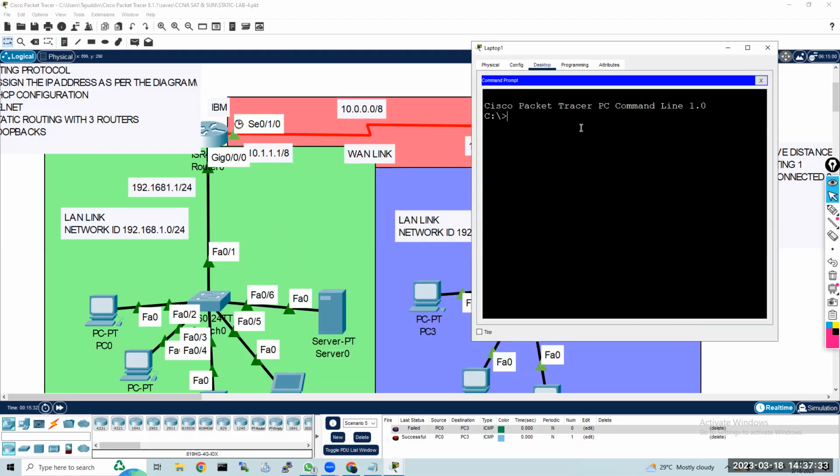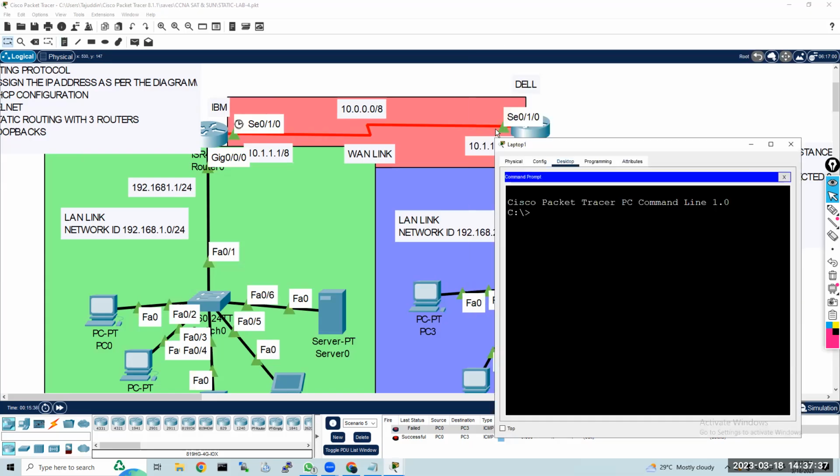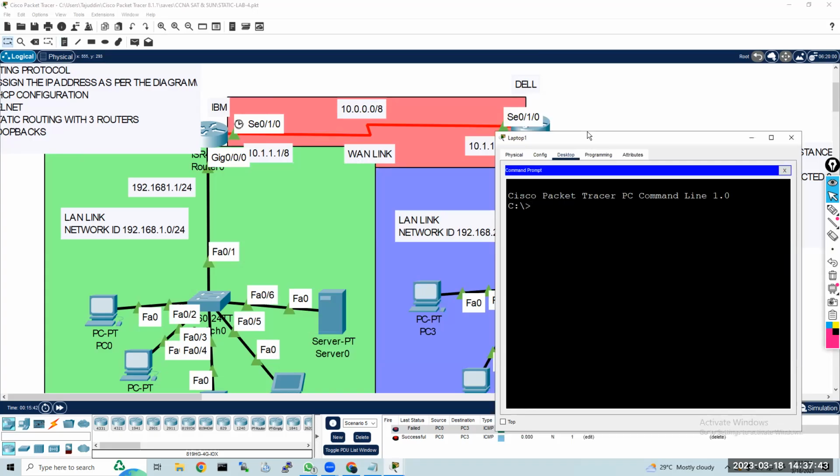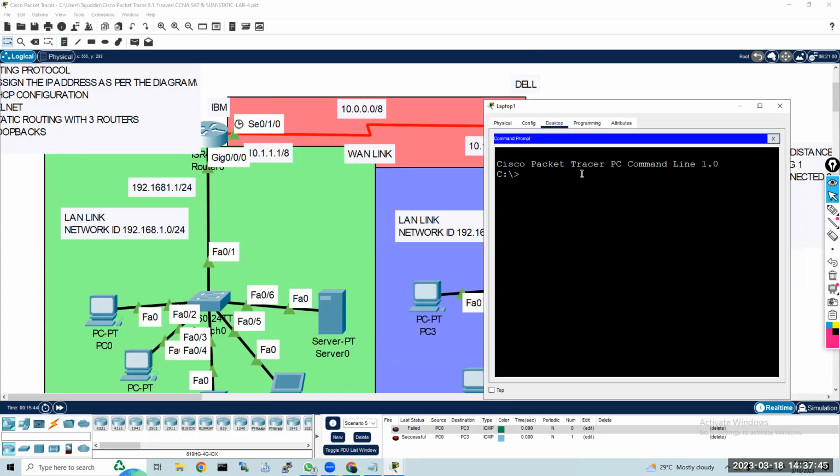Isaac, am I able to access this router, the IBM router? I want to access the IBM router. Can I access it by doing telnet? Yes.